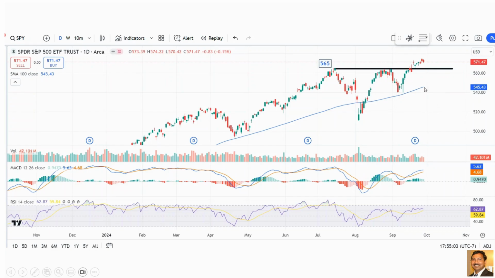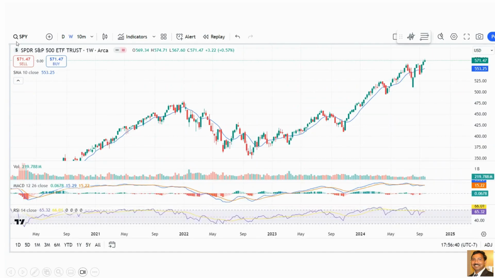It's a 100-day moving average in the S&P. And the SPY weekly chart, the 10-week moving average is 553, and right to the 571 level, the volumes are okay. The MACD is going down and RSI is going down. Looks like in the weekly chart, 553 can act as a very, very good support level.